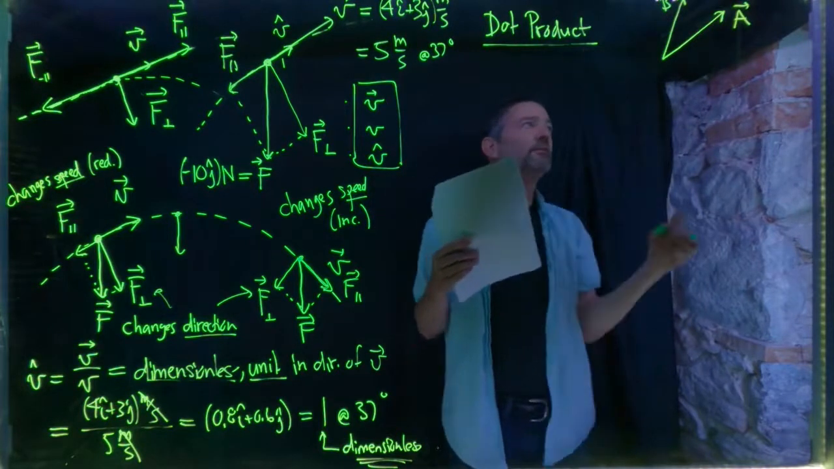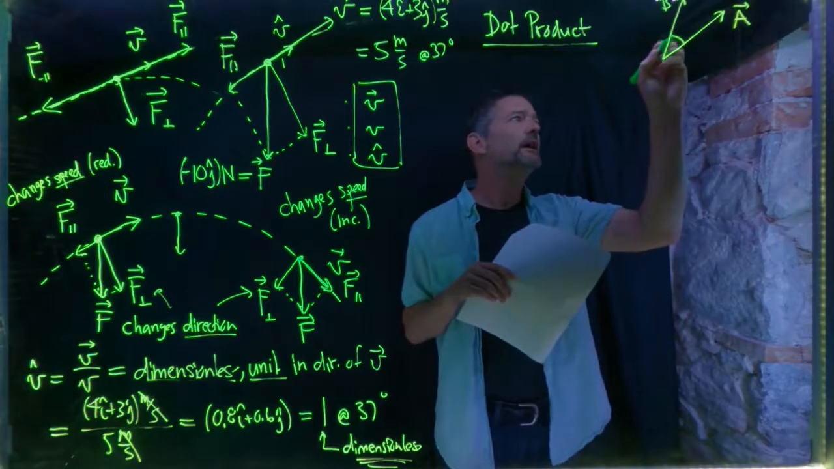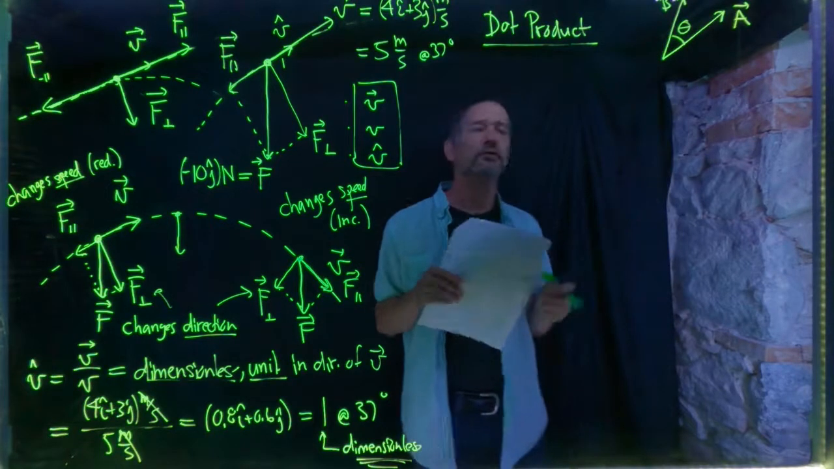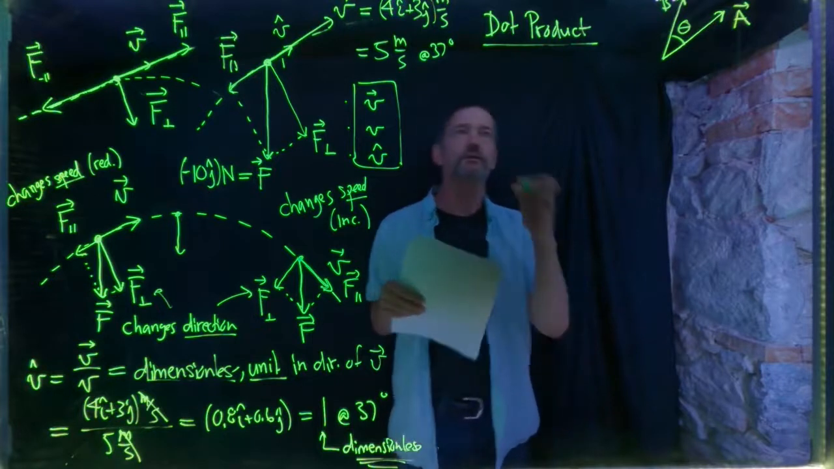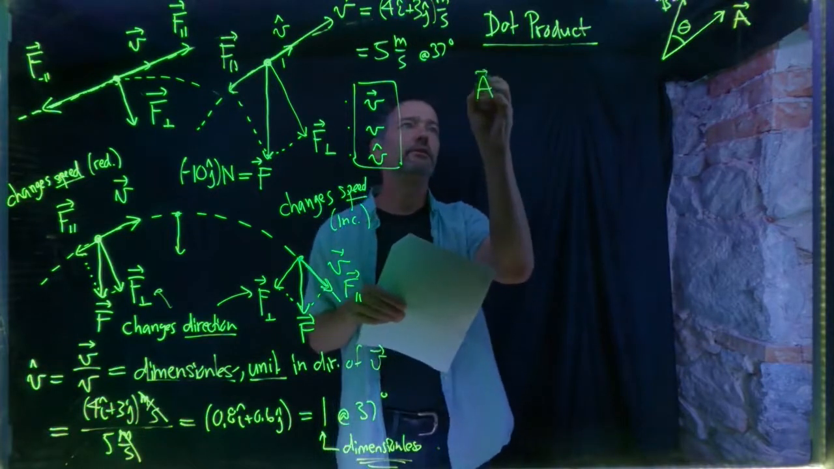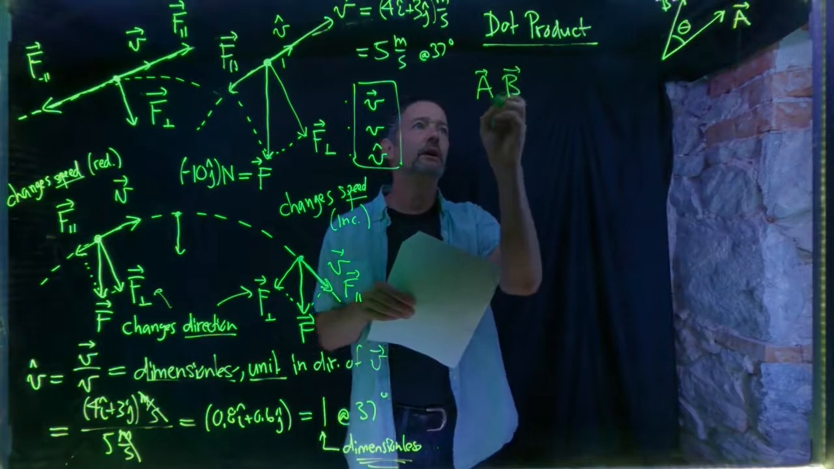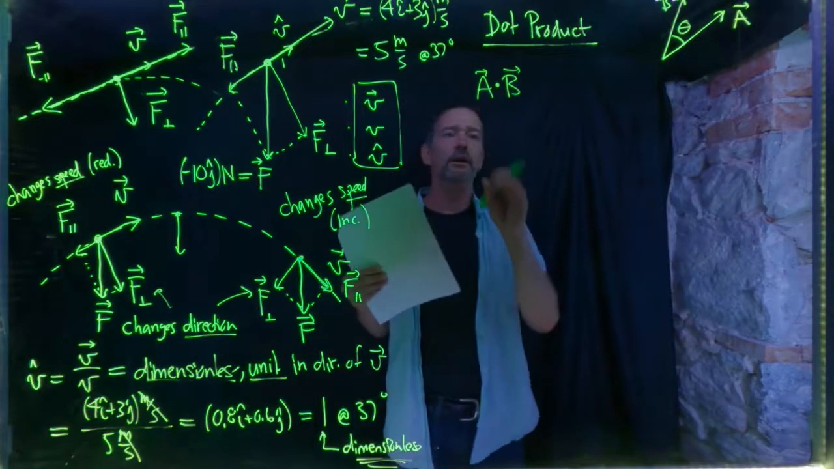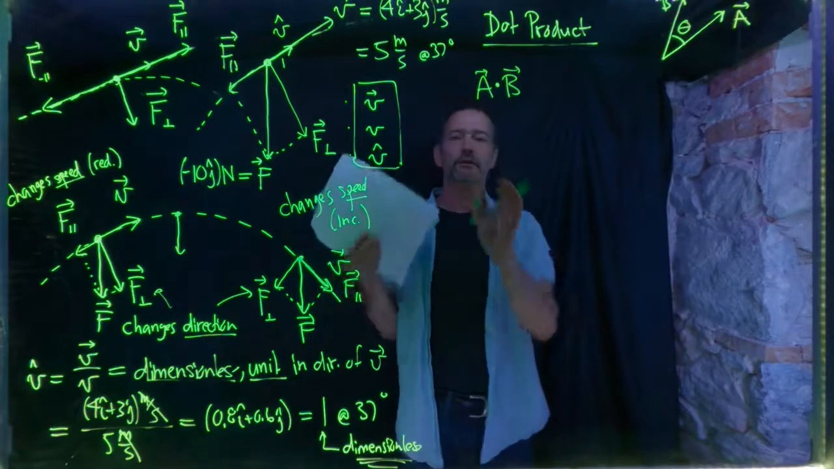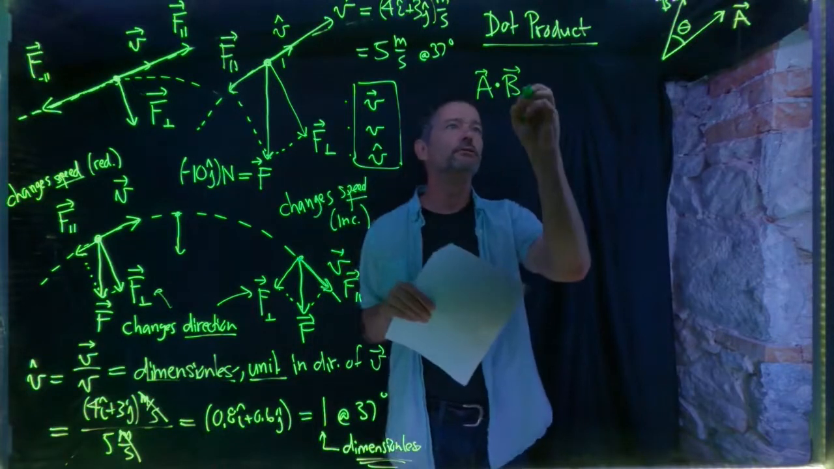It could be that way or whatever. It's easy to draw the diagram like this. And there's an angle, theta, in between those two vectors. And the vector dot product is defined as you write the vector A and you write the vector B and you put a dot in between them. It's called the dot product. And this is a way of converting two vectors into a scalar quantity, so just a number.